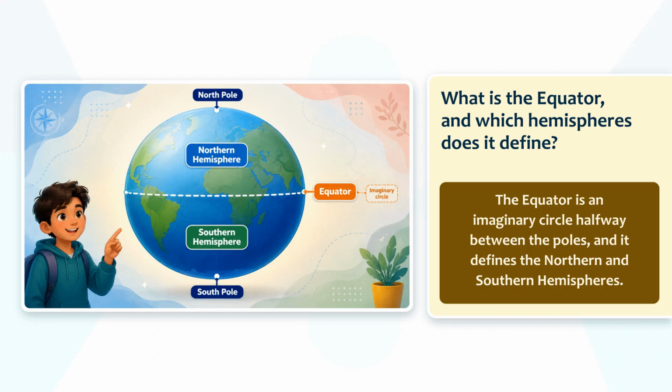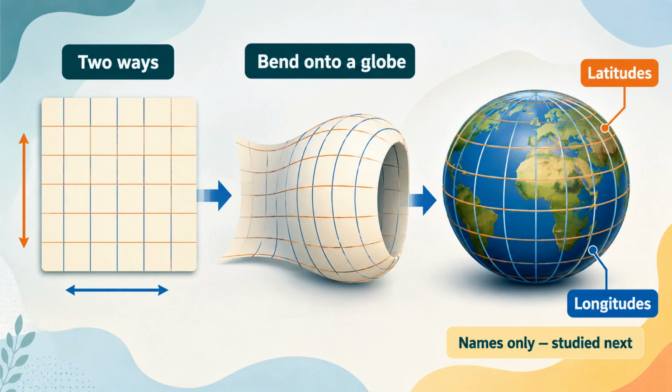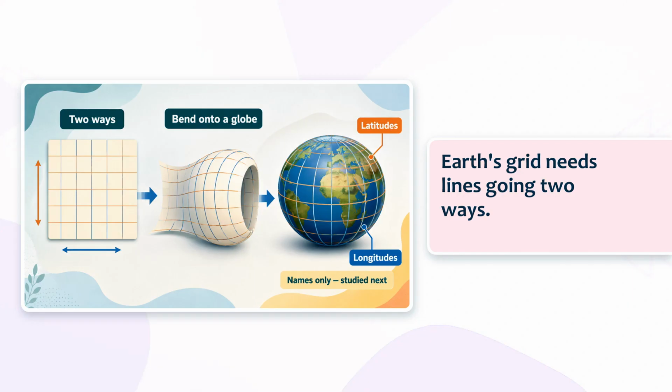Next, we will preview how two sets of lines can build a grid on the Earth. An Earth grid also needs two sets of crossing lines, but they curve to follow the globe's surface. These line families are called latitudes and longitudes in later lessons. The bent grid preserves the rule learned from seats and squares.